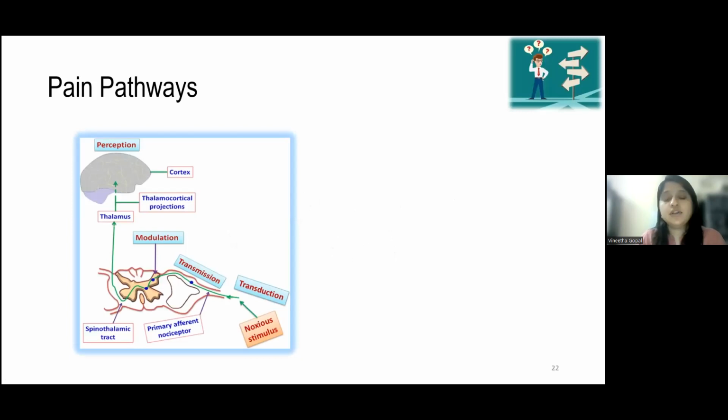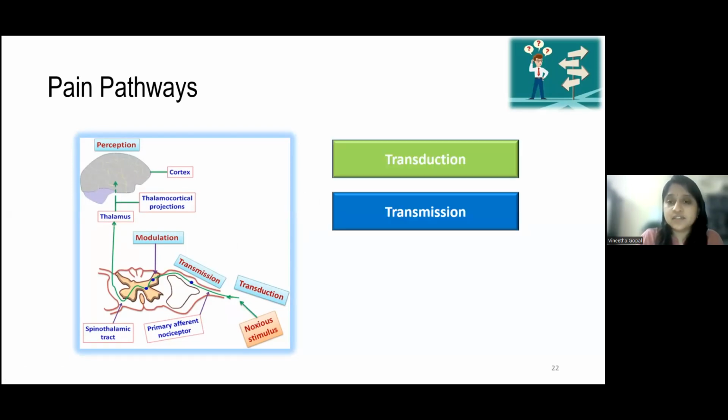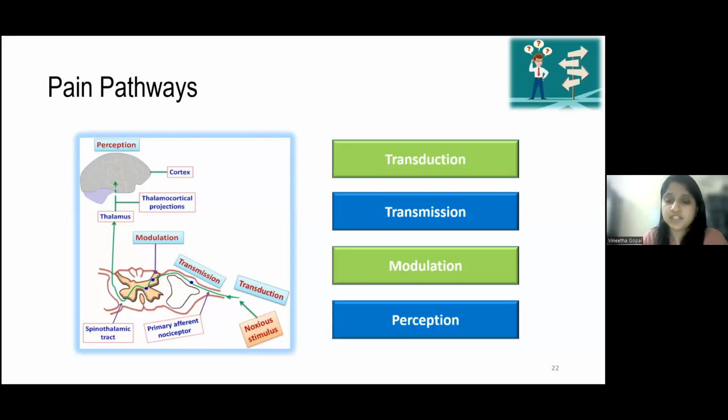So these are the four components of the pain pathway. Transduction means a noxious stimulus is converted to an impulse. Then it is transmitted. Then some modulation happens here, which I will come to later. And then ultimately it is perceived in the cortex. Transduction, transmission, modulation, and perception.